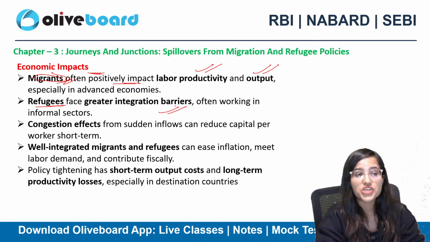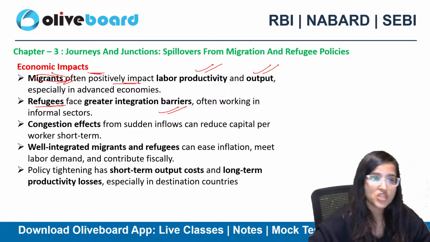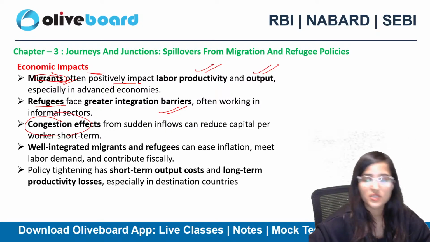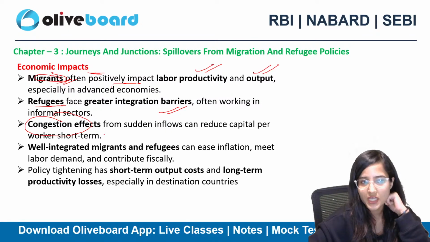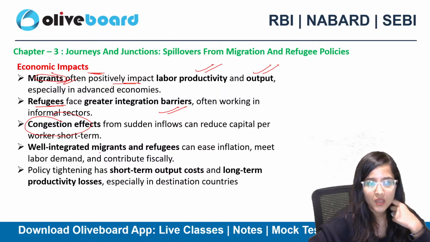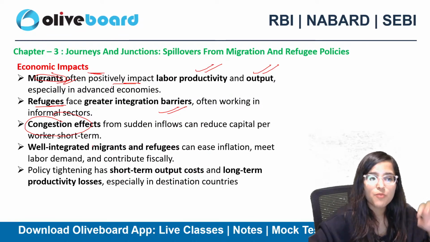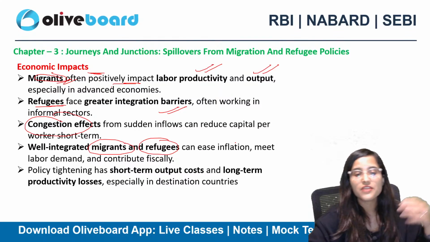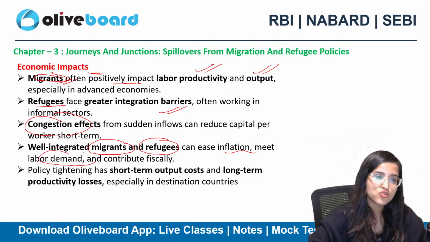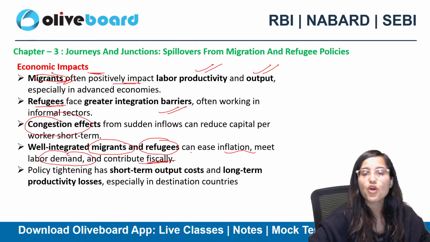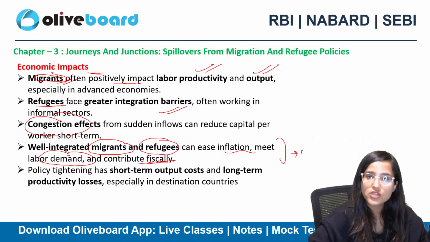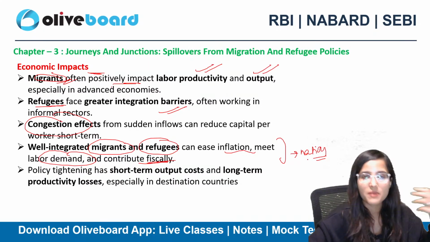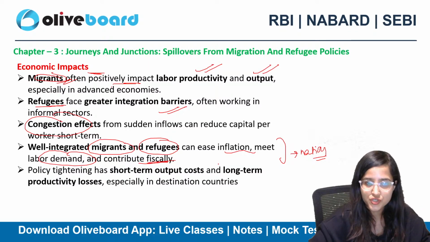ठीक है. देन कंजेशन इफेक्ट्स फ्रॉम सडन इनफ्लोज. कंजेशन इफेक्ट्स बहुत ज्यादा हो सकते हैं, बहुत ज्यादा बर्डन हो सकता है, कंजेशन हो सकती है उस एरिया में जहां पे भी ये माइग्रेट कर रहे हैं. ठीक है. देन अगर बहुत अच्छे तरीके से हमने माइग्रेंट्स और रेफ्यूजीज को संभाला है, इट कैन रियली ईज इन्फ्लेशन. जो लेबर डिमांड है उसको भी मीट कर सकते हैं, फिजिकली भी कंट्रीब्यूट कर सकते हैं. दे कैन रियली हेल्प आउट द नेशन अगर हम अच्छे से मैनेज करें अपने माइग्रेंट्स को, अपने रेफ्यूजीज को.